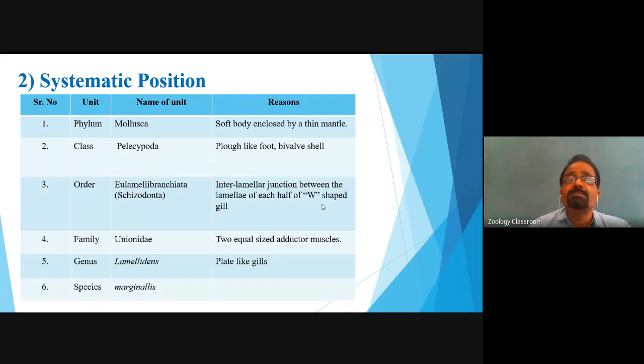Interlamellar junction, W-shaped gills are there. Gills are provided with cilia, and the cilia play an important role in creating the water current which enters into the body. It also leaves the body. It belongs to family Unionidae. We have two equal sized adductor muscles. This set of muscles plays an important role in closing and opening the shell. Genus Lamellidens, plate-like gills, and species marginalis.